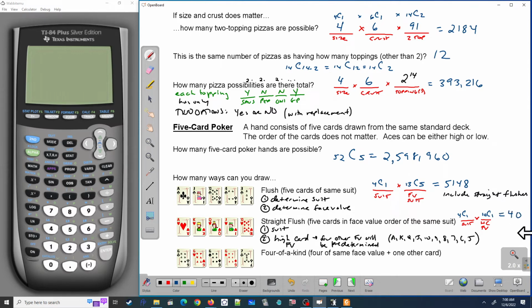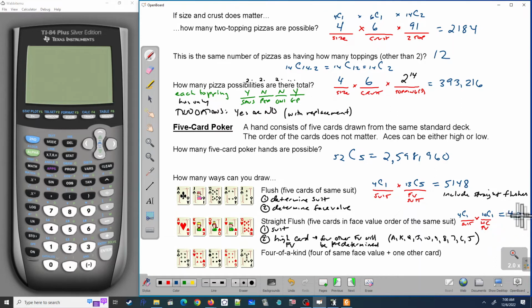And of those 40 straight flushes, 4 of those will be the royal flush, because I only have one card that I can have as my top card for a royal flush, the ace, because that has to be followed by king, queen, jack, 10. So there are 4 royal flushes. There are 36 straight flushes once I subtract the 4 from the 40.